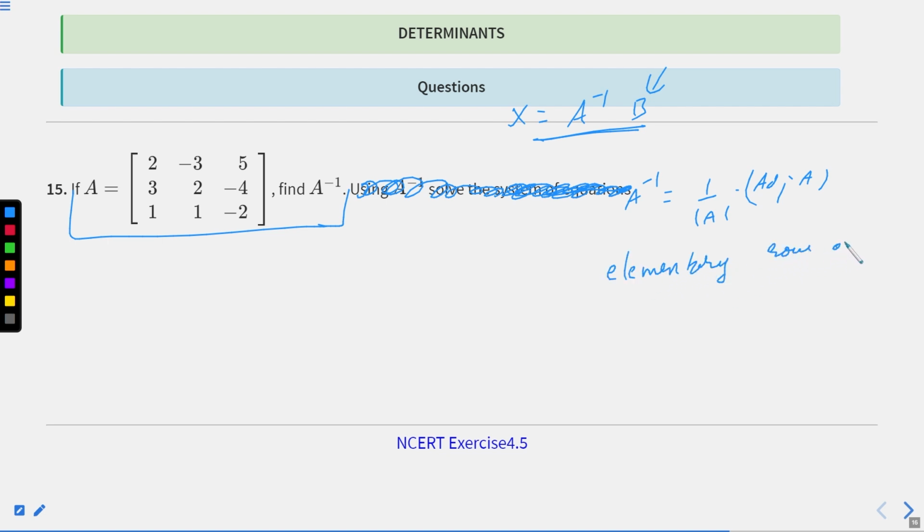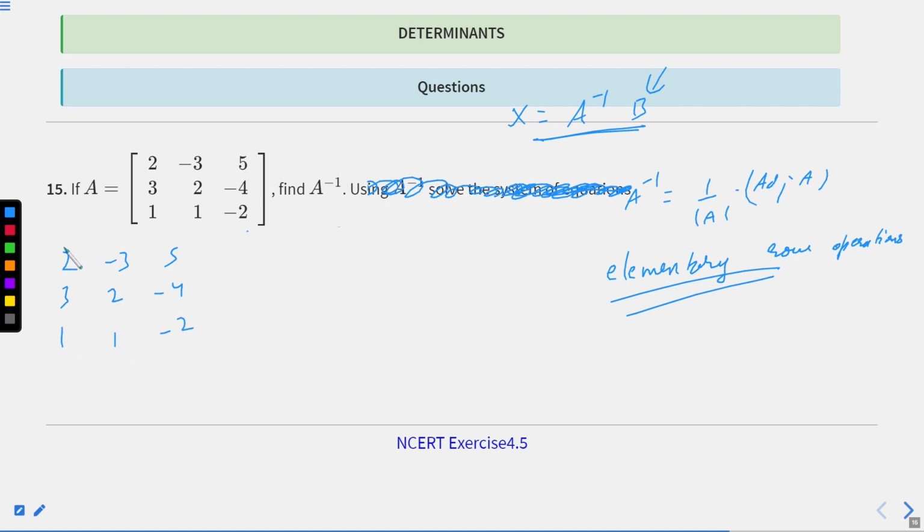Elementary row operations. Okay, so let me just quickly do it for you. You just write your augmented matrix like this: 2, -3, 5; 3, 2, -4; 1, 1, -2. Here you will have your identity matrix: 1 0 0, 0 1 0, 0 0 1.